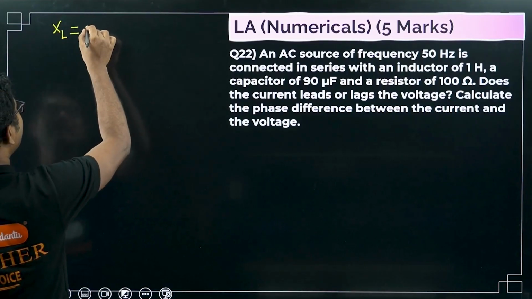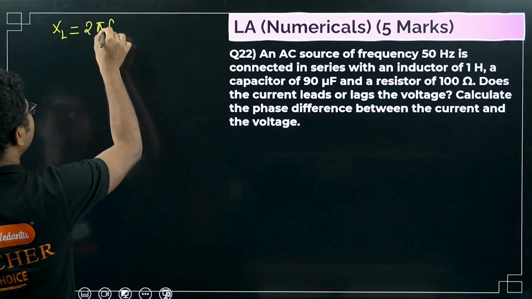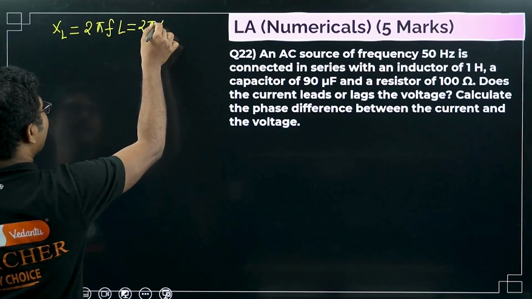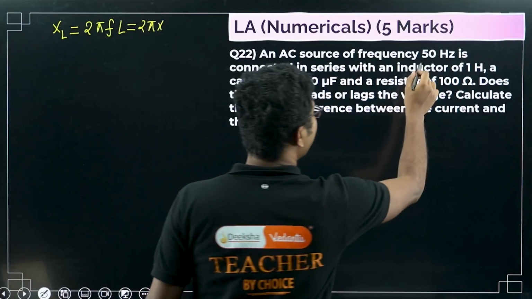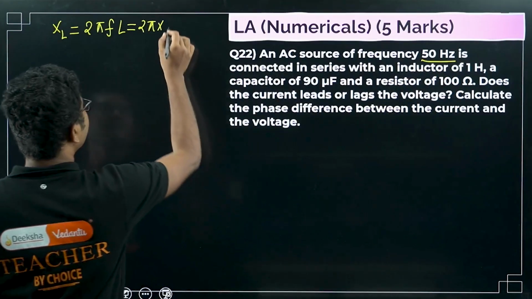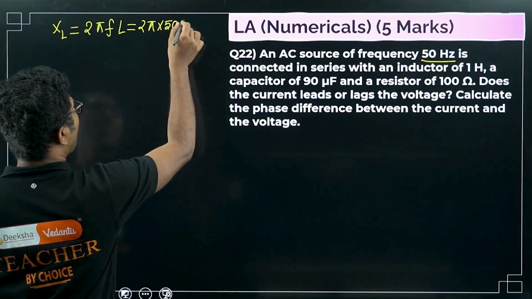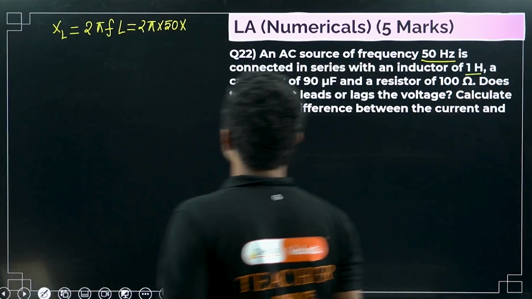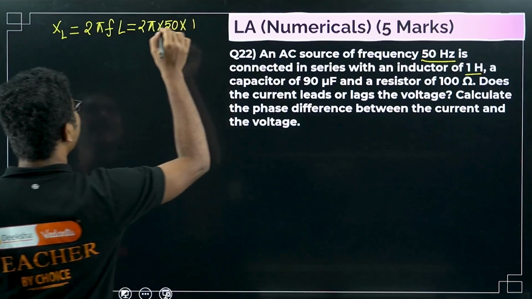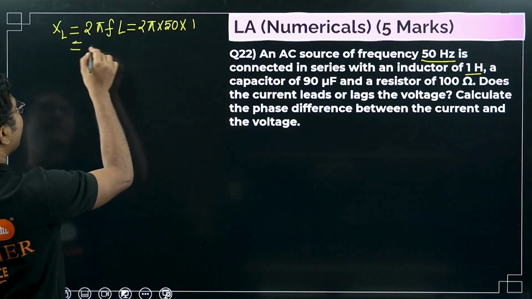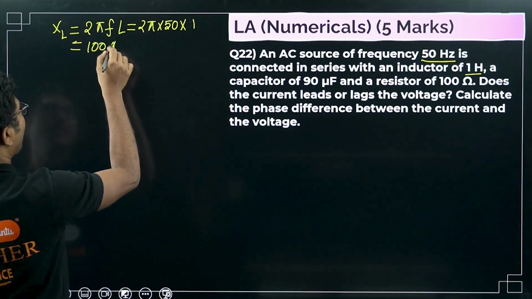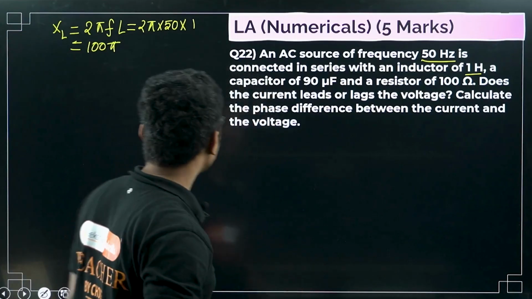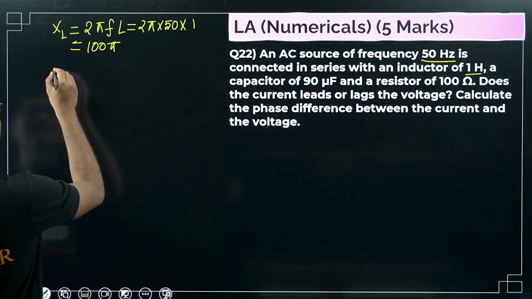How to calculate XL? 2 pi f L. F is 50 Hertz in this case. Again, 50 Hertz frequency is given. And L is 1 Henry. So this is an easy value. XL you can calculate is 100 pi, or 314.1, that is fine.